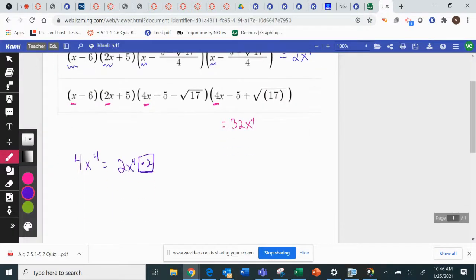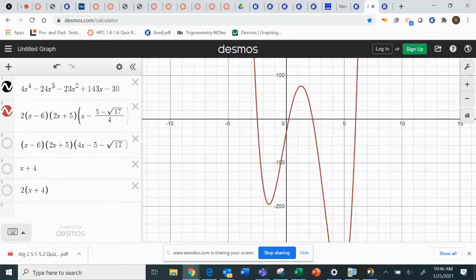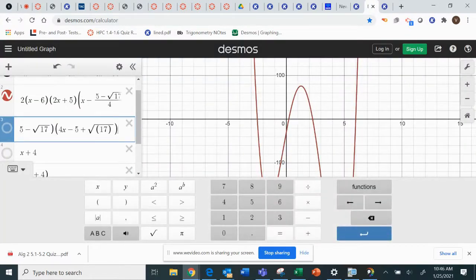What would I have to do to 32x to the fourth to change it into 4x to the fourth? Multiply by 1/8. Who said that? Chris, good. So I'll go ahead and put that 1/8 in front and see if that works.